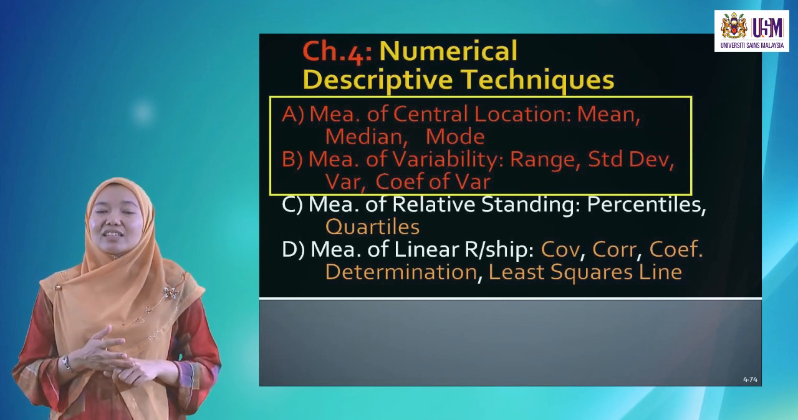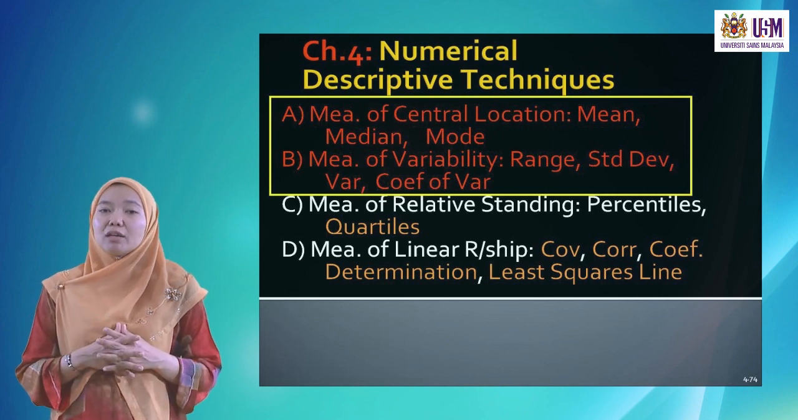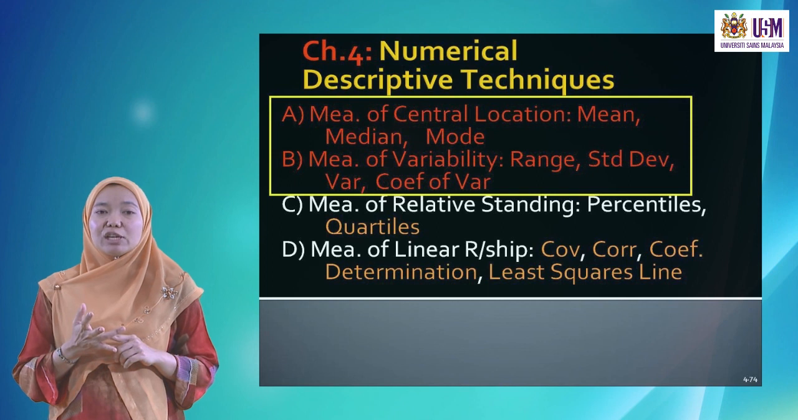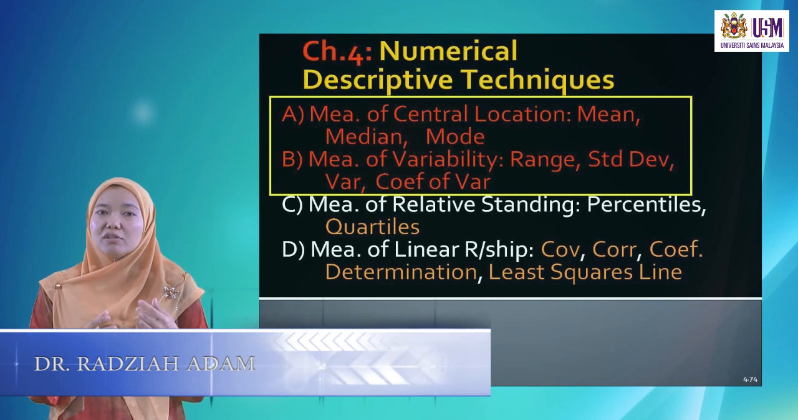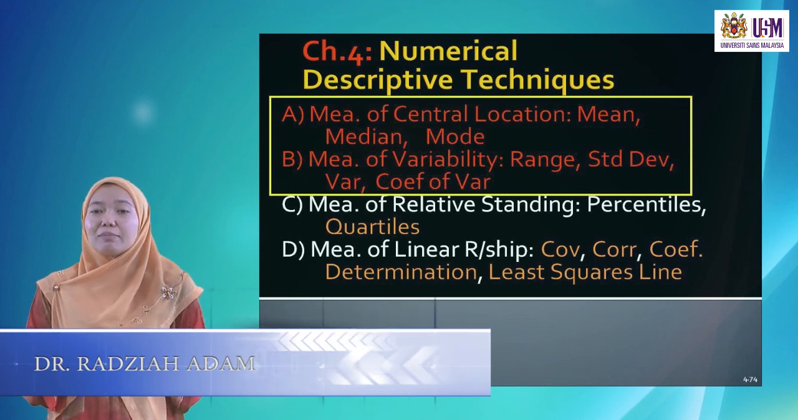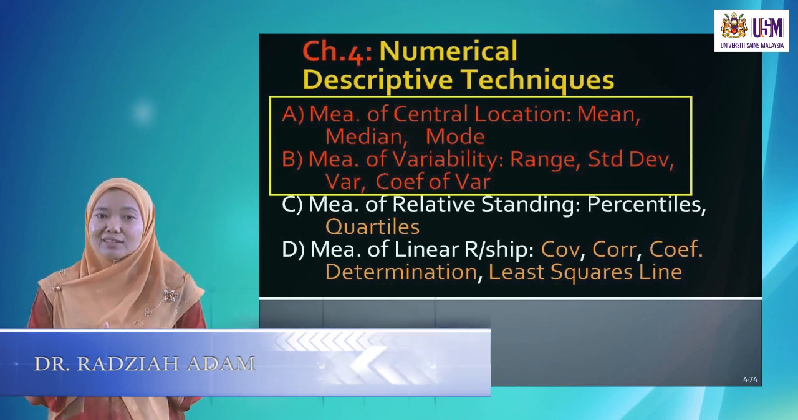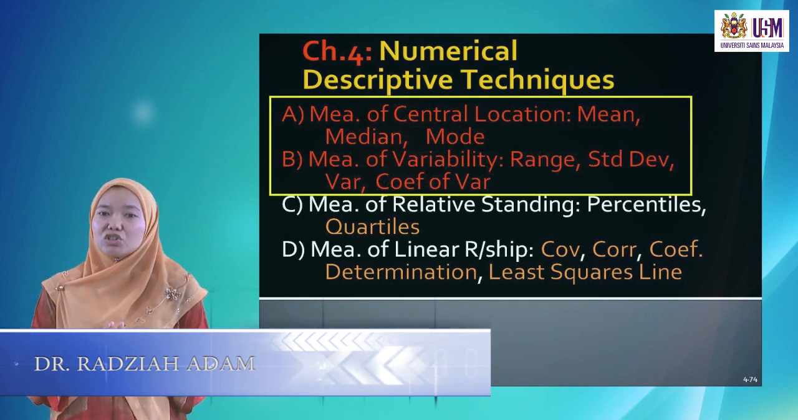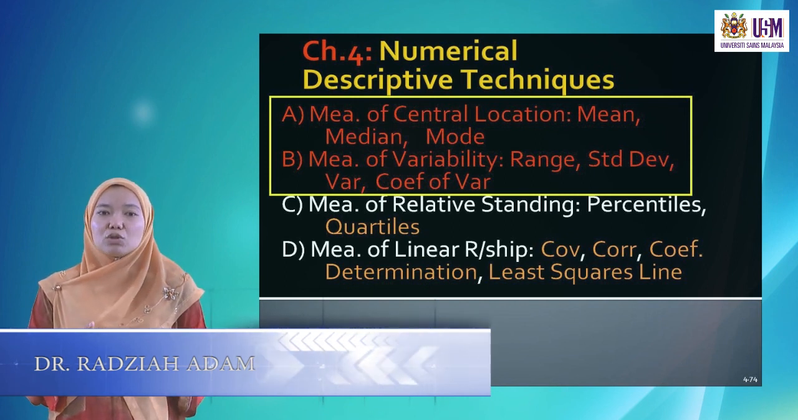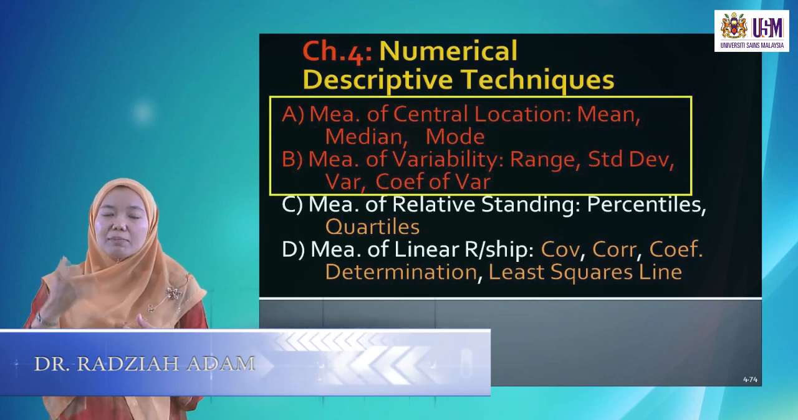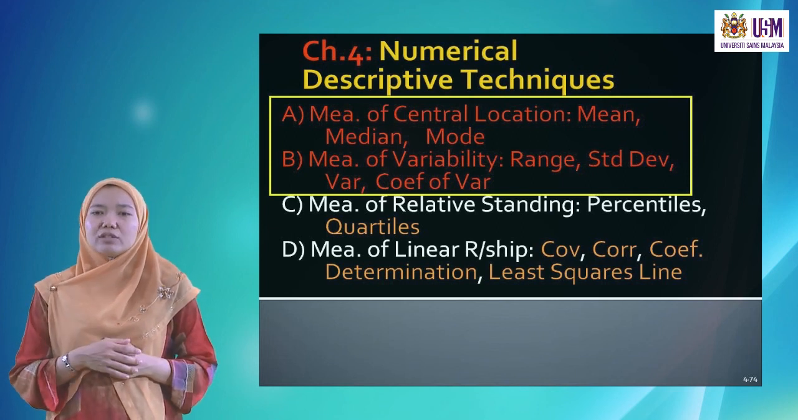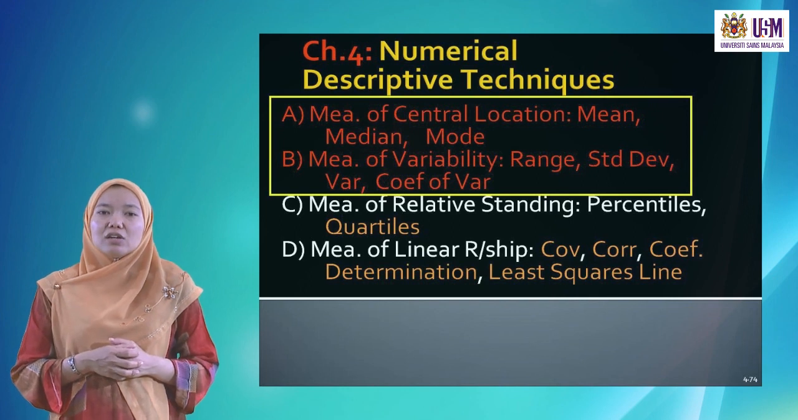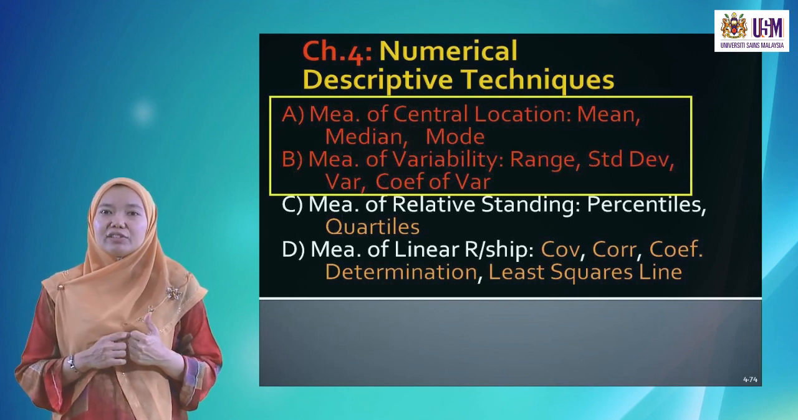We also discuss measures of dispersion or measures of variability: range, standard deviation, variance, as well as coefficient of variation. There are a lot of other numerical descriptive techniques, for example, measures of relative standing. Indirectly, we'll discuss a bit about percentiles as well as quartiles. We also have measures of linear relationship: covariance, correlation, coefficient of determination, least squares line. You'll come across these when we discuss regression and correlation in another chapter. Covariance we have when we discuss variability. All of these are numerical descriptive techniques.